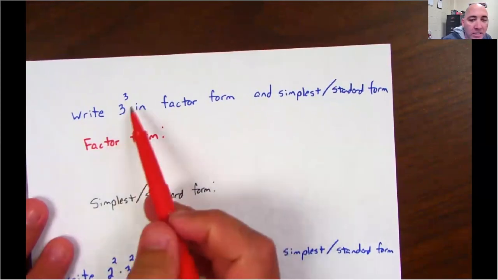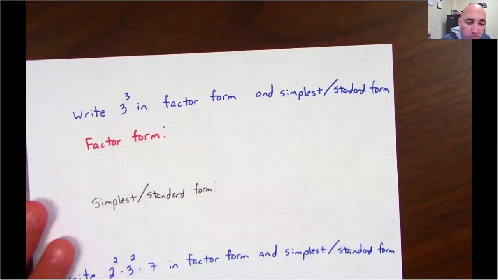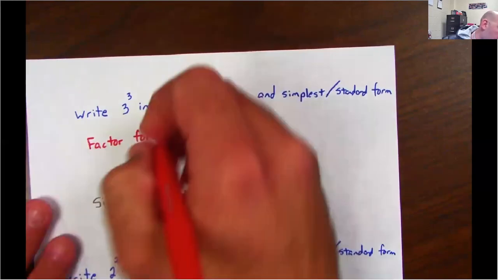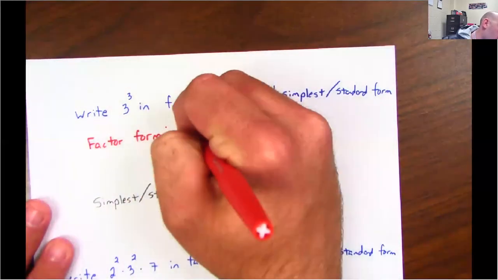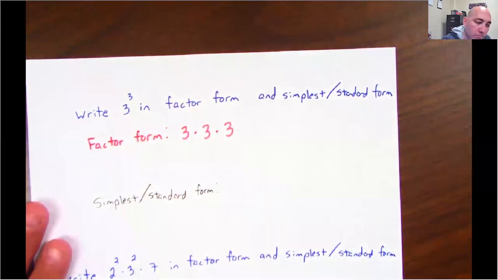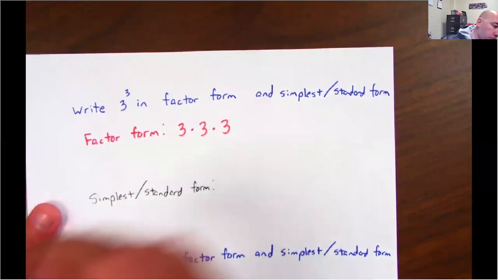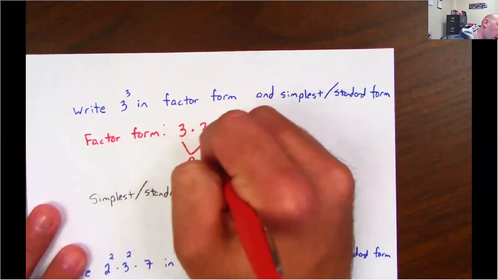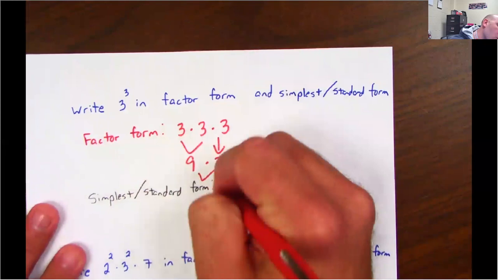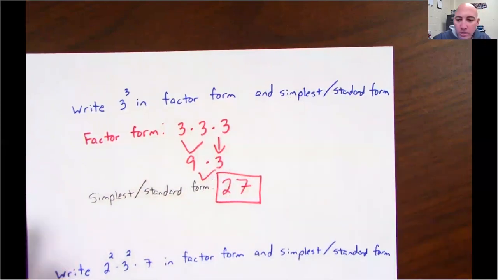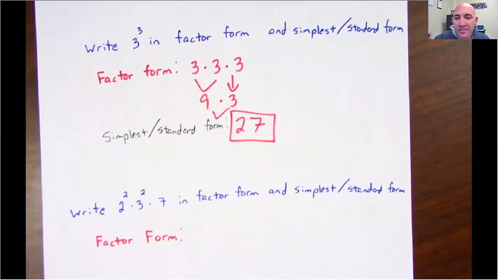So again, we're given an exponent, 3 to the 3rd. What is 3 to the 3rd in factor form? Well, that is 3 times 3 times 3. Simplest form: 3 times 3 is 9. 9 times 3 is 27. Now what happens if we have this next one?